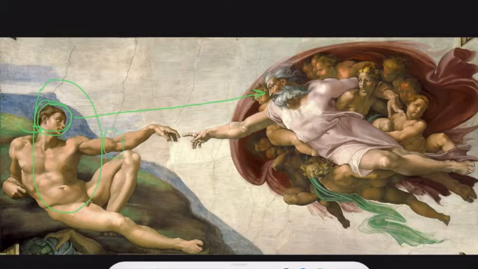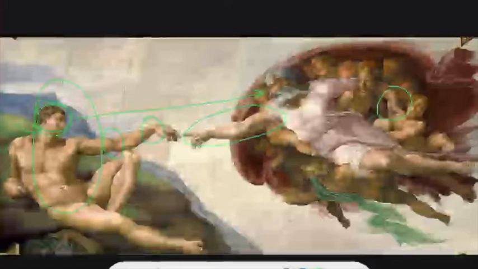His arm is bent, as is his wrist. And by contrast, when we look at God's arm, it's fully extended, and he's holding on to one of the figures in the background, as we just discussed, to make this moment happen. He's clearly at least a little bit inconvenienced.